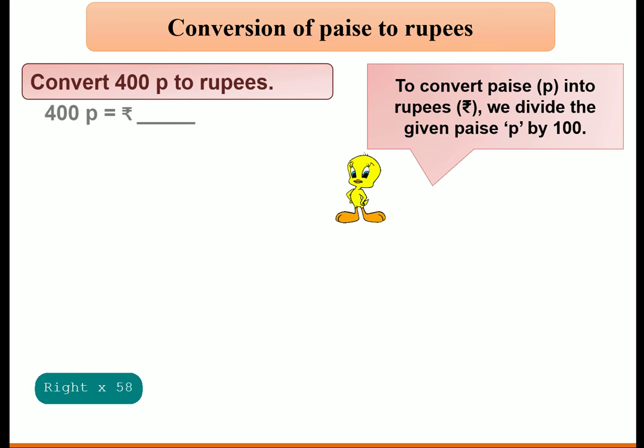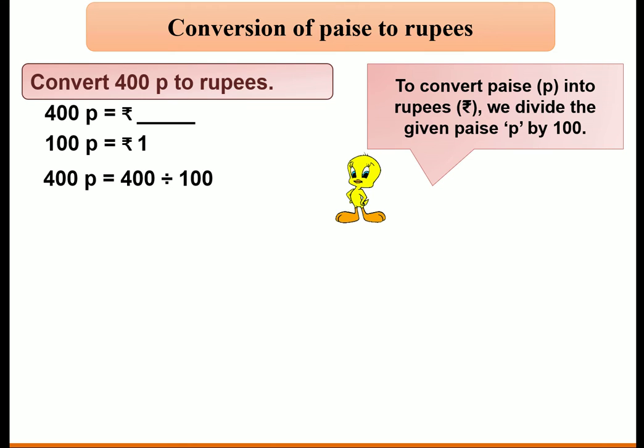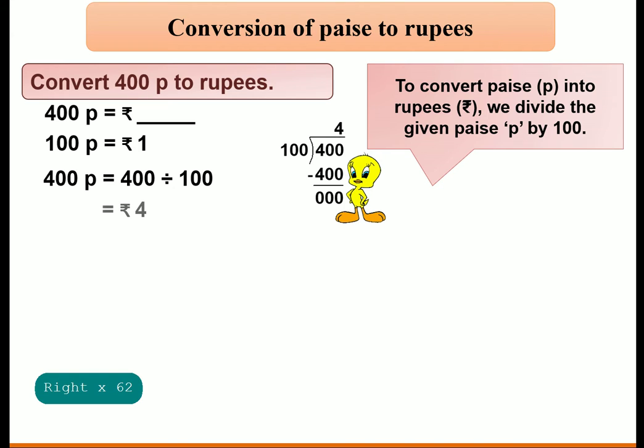We want to know that 400 paisa is equal to how many rupees. We have the formula 100 paisa is equal to rupees 1. So we want to divide 400 by 100. Simply, what must we do? We have to cut the two zeros. It's so easy. We cut the last two digits and it will give us rupees 4.